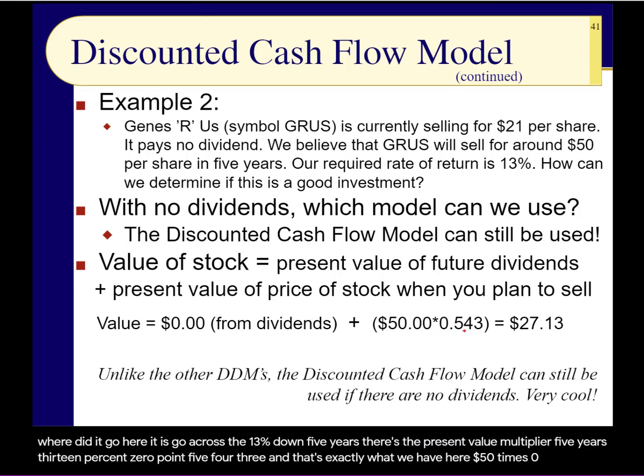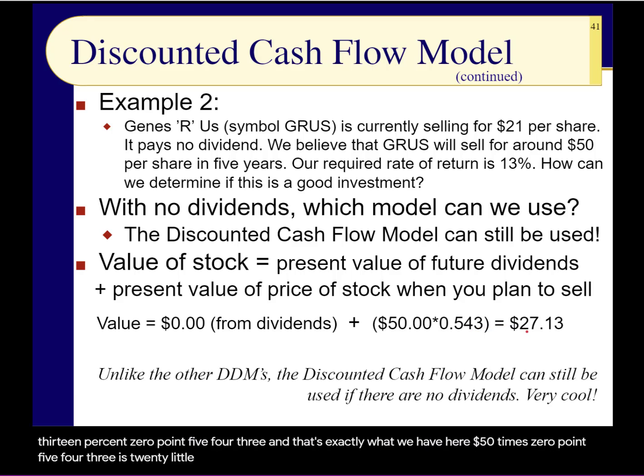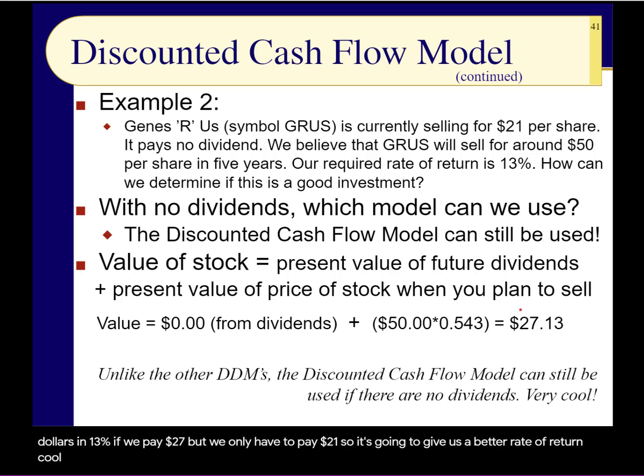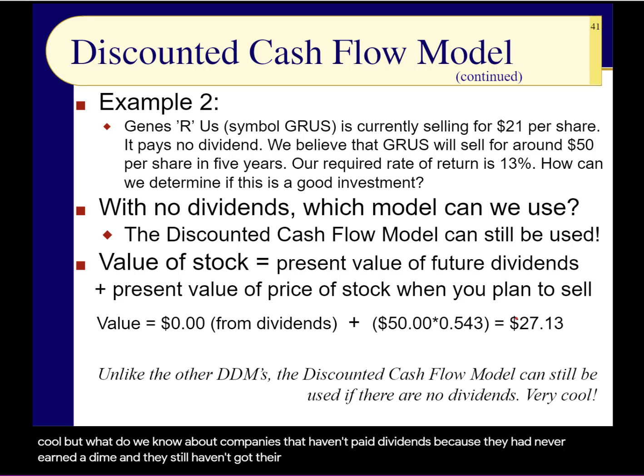$50 times 0.543 is a little over $27. So the model is telling us that if this company appreciates to $50 in 5 years, we're going to get 13% if we paid $27. But we only have to pay $21. So it's going to give us a better rate of return. Cool. But what do we know about companies that haven't paid dividends because they have never earned a dime and they still haven't got their product to market and it may never ever get to market?